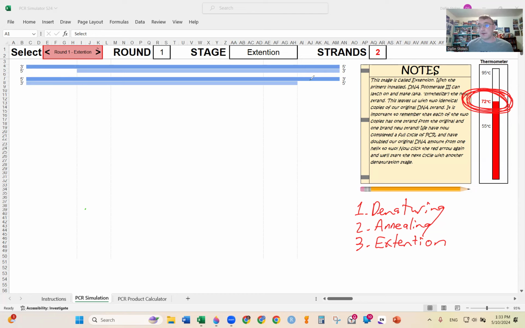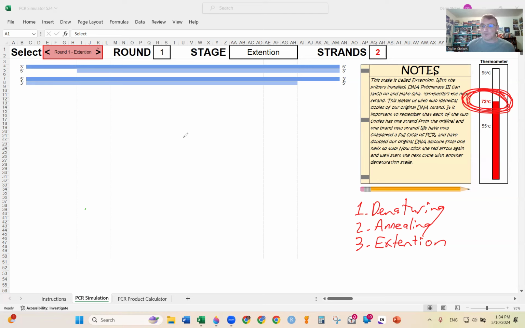Now, what's really nifty about this is we only leave it at each step for like a maximum of a minute, usually less, actually. So you warm it up to 95 degrees for a minute, and then you drop it down to 55 degrees for a minute, and then you warm it back up to 72 degrees for a minute. So it only takes 3 minutes or less to do one round of PCR, which is fantastic.